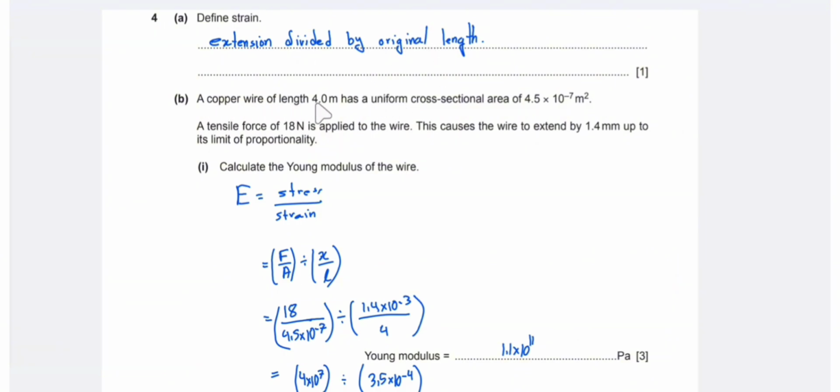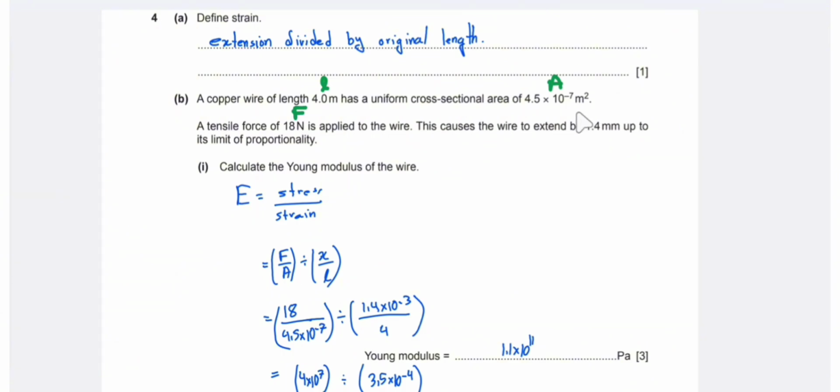Then a copper wire of length 4 meter has a uniform cross-sectional area. So we have been given the value of cross-sectional area. A tensile force of 18 Newton. So we have been given the value of force and the value of length. So this is the length, this is the area, and this is the force applied to the wire. This causes the wire to extend by 1.4 millimeter.